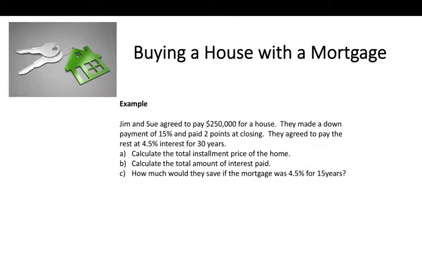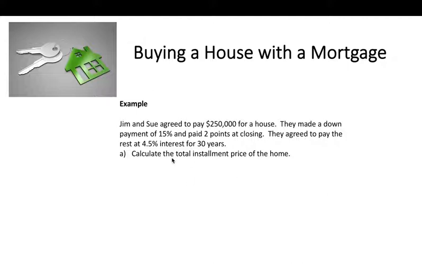Let's look at an example. Jim and Sue agreed to pay $250,000 for a house. They made a down payment of 15% and paid 2 points at closing. They agreed to pay the rest at 4.5% interest for 30 years. Calculate the total installment price of the home. Calculate the total amount of interest paid. And how much would they save if the mortgage was 4.5% for 15 years?